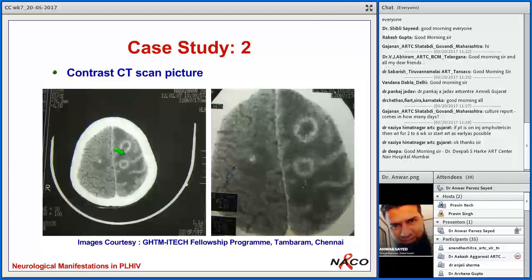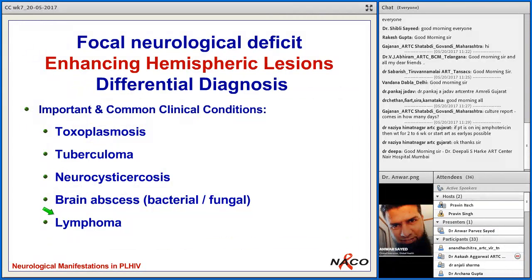Okay, let's move on to the next case, an HIV positive male. Now, the first case, if you see the earlier classification I told you regarding approach, was a presentation of non-focal or global cerebral syndrome. It is also called global cerebral syndrome, that is, non-focal presentation. Now, in this case, we will be focusing on focal neurological deficit, or a specific area of the brain which is involved.